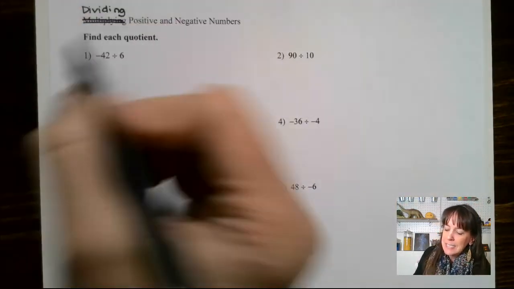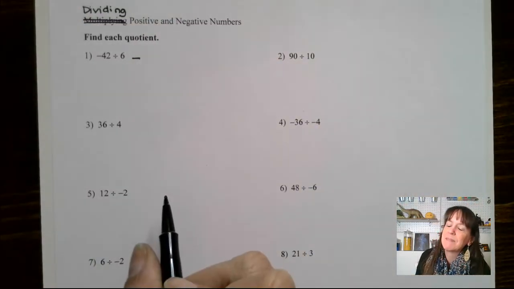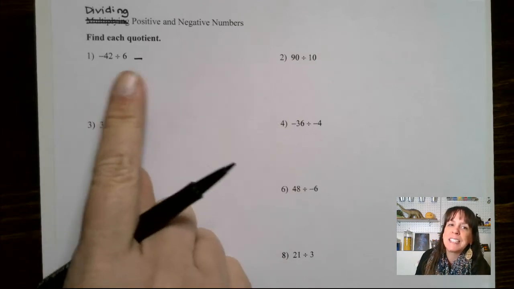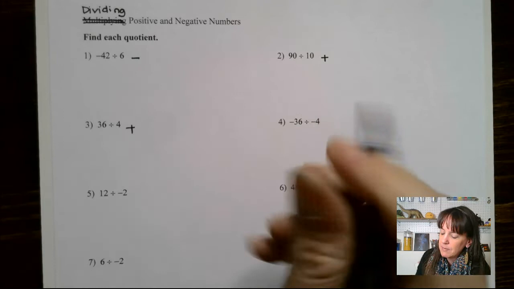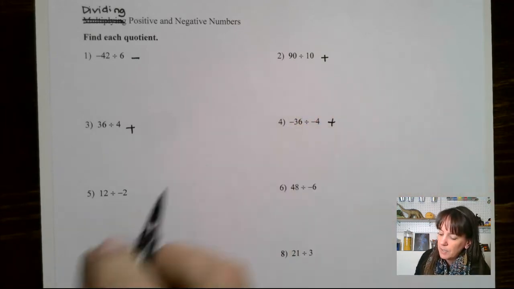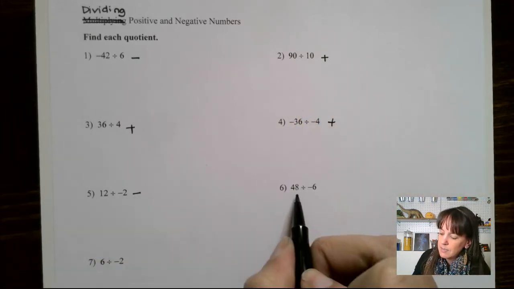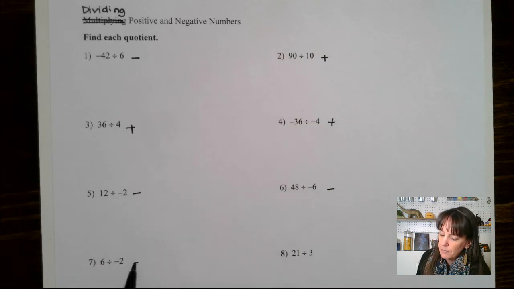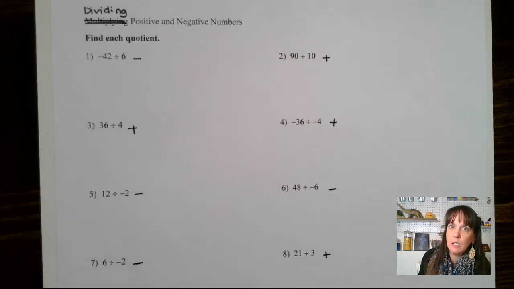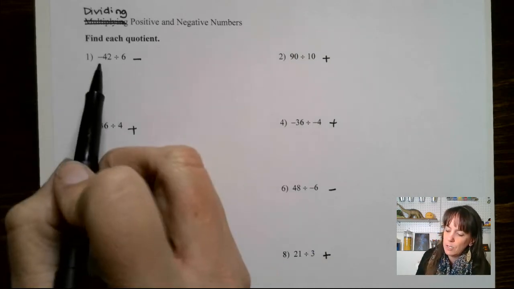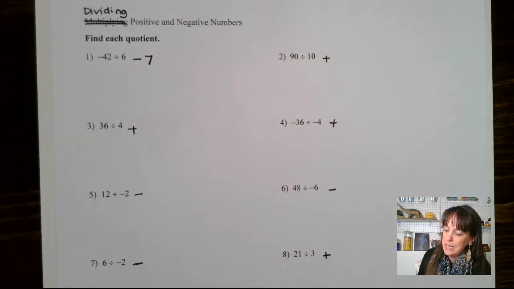Okay, different signs means negative. Same signs, positive. Same signs, positive. Different signs, different signs, different signs, same signs. And then you have to do the actual math part. Again, learn your multiplication tables. It'll make life easier. 42 divided by 6, we get 7.